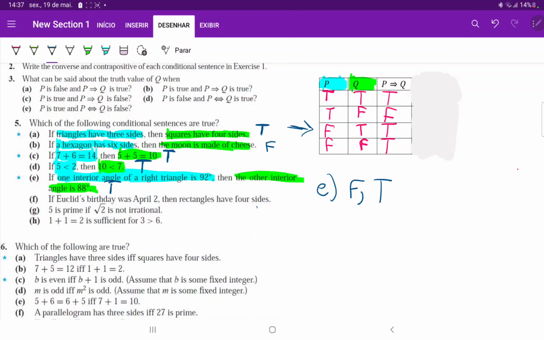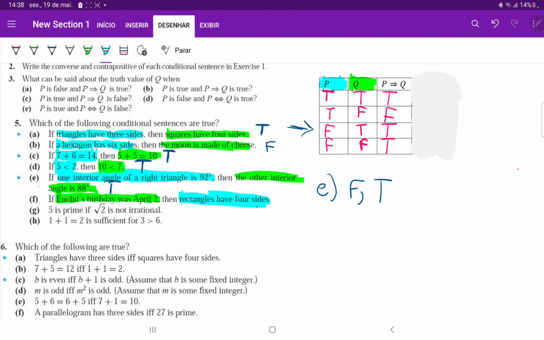Once more, we do have an if P then Q statement for F. So if P then Q. Yeah, so this one is slightly tricky because we don't know whether Euclid's birthday was April 2. Actually, I think that we don't know. Let me look this up. I'm not sure that we know this. Yeah, we don't know that with any kind of precision.